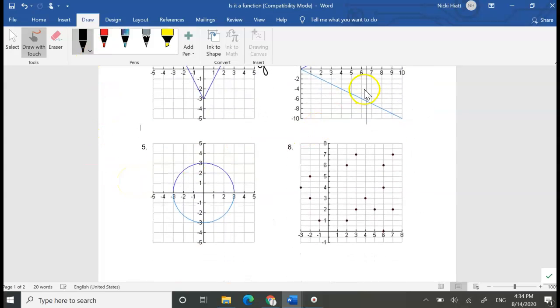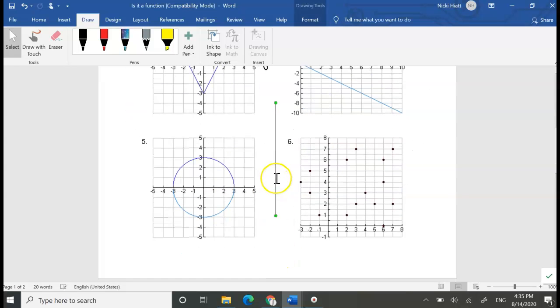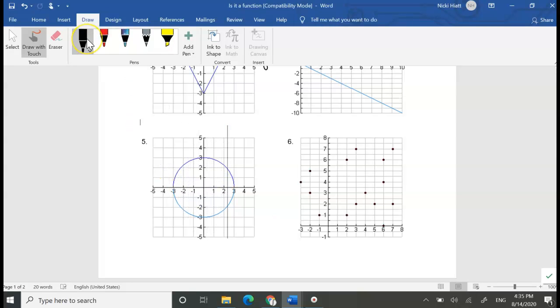Okay, number 5 falls into the same category as number 4. I'm having a little trouble with my line here. I need to just pick up, okay. And you can see right here, lots of places again, so that one is a no.